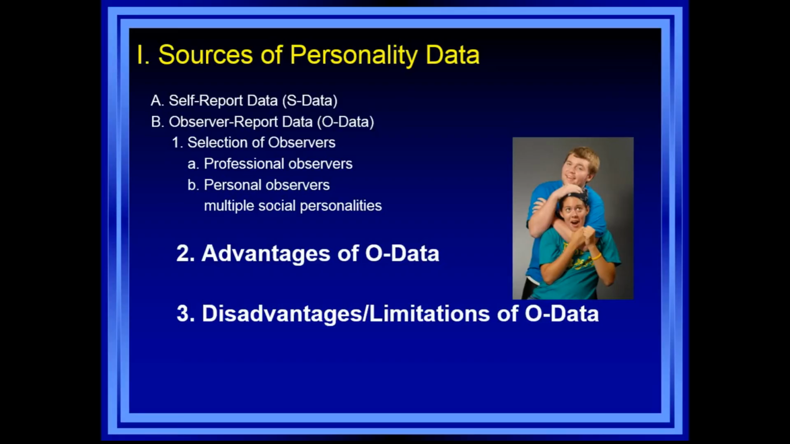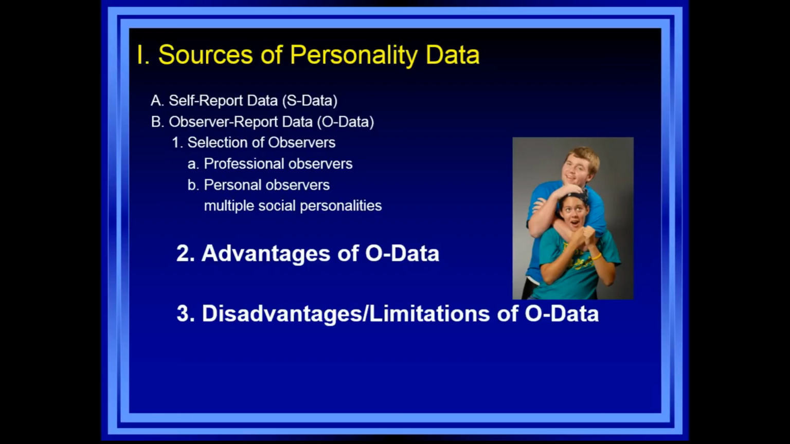The second is we can learn about the impression an individual makes on others, the relationship they have, their status in a group. You get the idea. So we look at the impression that an individual makes on other people. And another advantage is we can use multiple observers to obtain a consensus about what this person is really like, because we can assess multiple social personalities. So multiple social personalities is a true advantage of O data, and that's important to remember.